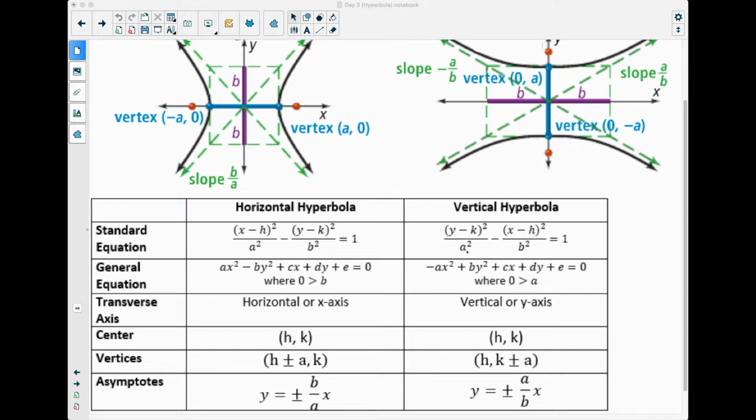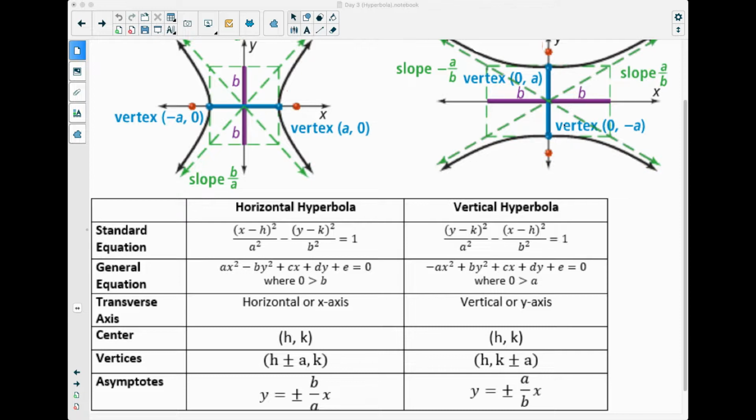All right. So like I said, all of this makes it look a lot harder than it actually is. So if you notice, it's a horizontal hyperbola because they're going to the side. Vertical, they're up at the top. These are your asymptotes here.